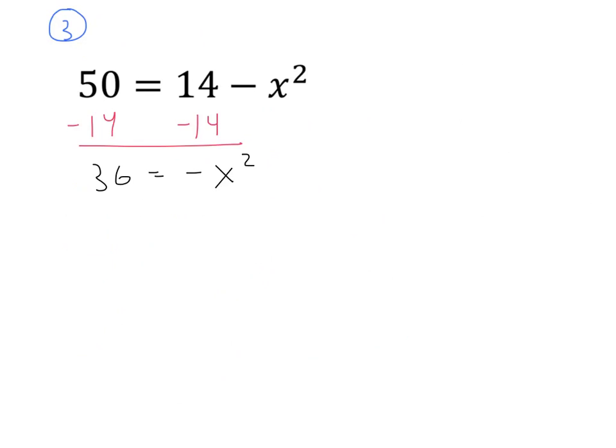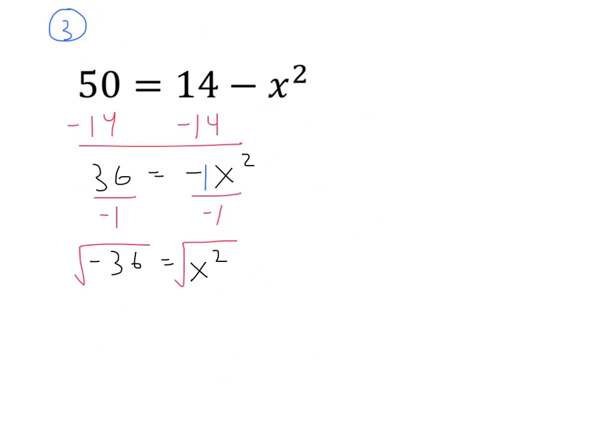And x squared still isn't by itself, right? We can think of this negative x squared as negative 1x squared. So to get that x squared by itself, I would divide both sides by negative 1. 36 divided by negative 1 is negative 36. So I have negative 36 equals x squared. All right, now how would I get the x to be by itself? What I want to do is square root both sides.